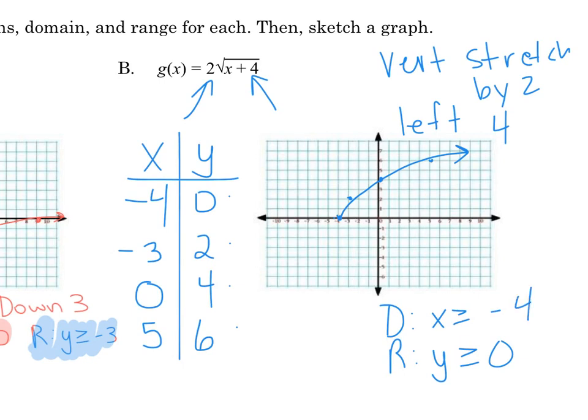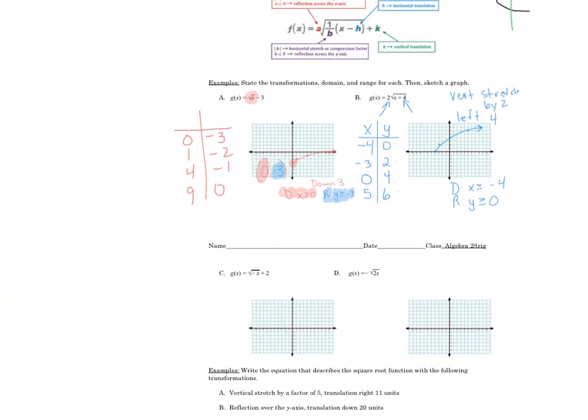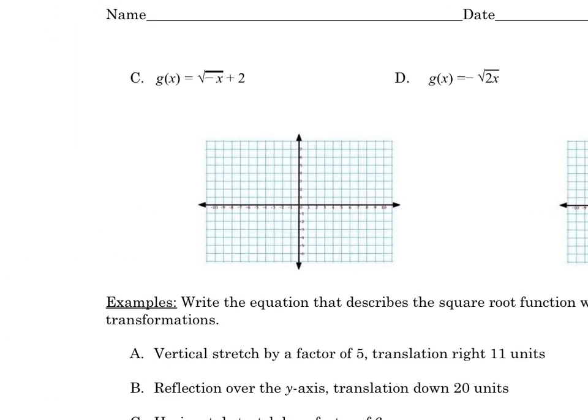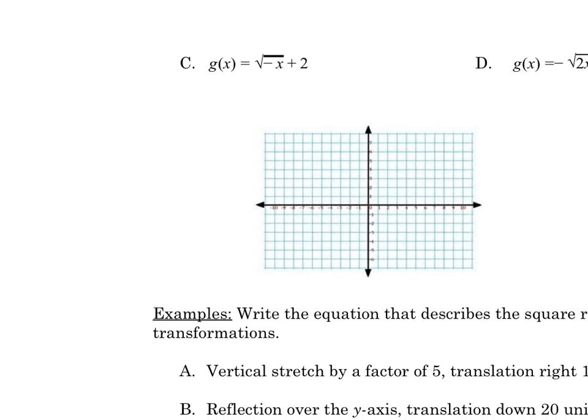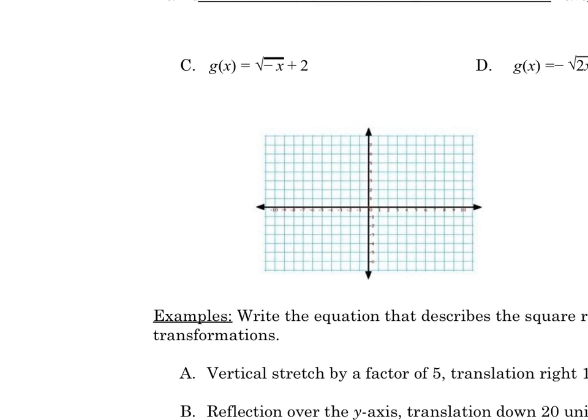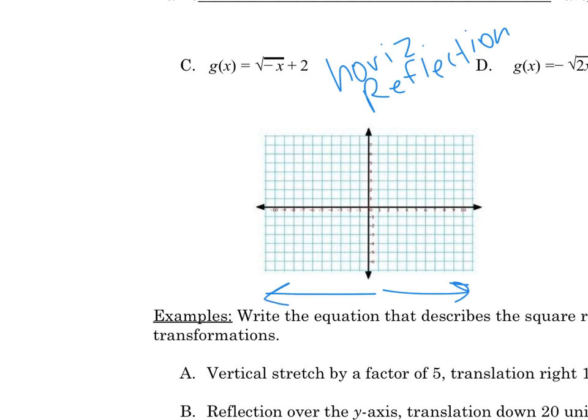We're going to look at 2 more quick graphs, and then we're almost through this. We have to deal with our negative sign. So on example C, on the second page of your notes, we see we have a negative sign inside the radical. What that's going to do for us is going to be a horizontal reflection. That's going to move us, instead of going to the right, we're now going to be having a graph that opens to the left.